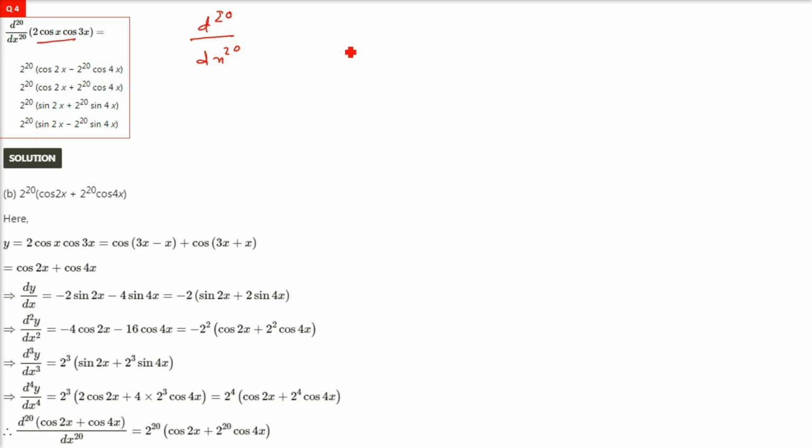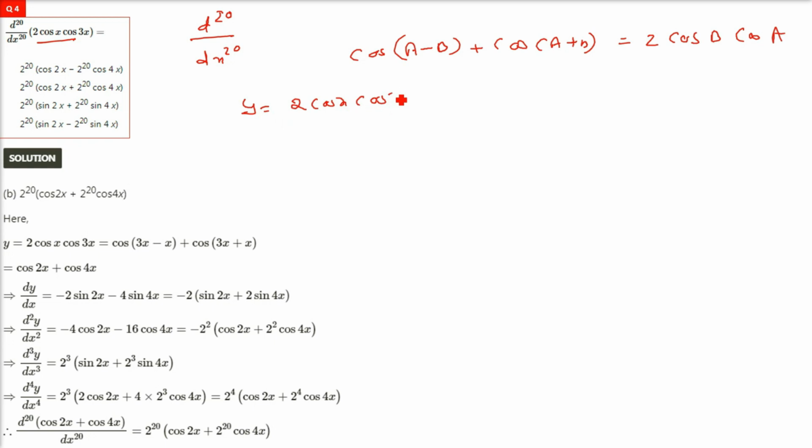First, this 2 cos x cos 3x. So 2 cos a cos b is nothing but cos(b minus a) plus cos(b plus a). This you already know. Just remember, cos(a minus b) plus cos(a plus b) is nothing but 2 cos a cos b. So that is what we are going to apply here. 2 cos x cos 3x can be written as cos(3x minus x) plus cos(3x plus x). So the multiplication we have converted into addition.